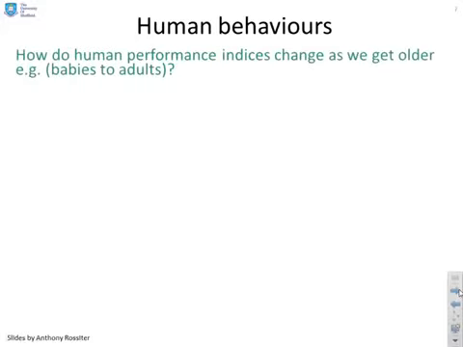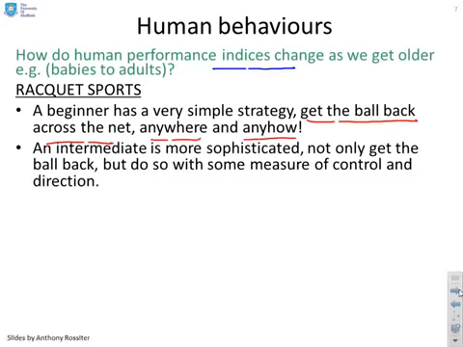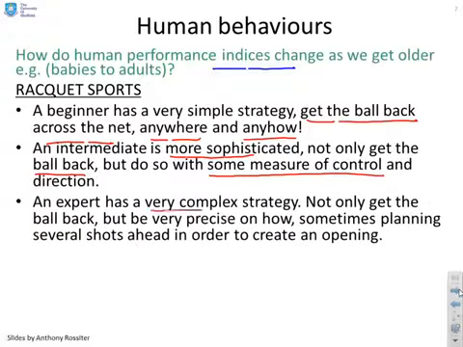So human behaviors then. How do human performance indices change as we get older? I'm going to use the example of a racket sport again to demonstrate this. A beginner, and you can imagine that as a baby or a toddler or someone quite young, has a very simple strategy. Basically, can I get the ball back across the net? I don't care where it goes as long as it goes across the net and it stays in play. So anywhere and anyhow. As you get slightly better, you're going to get a bit more sophisticated. So not only do you want to get the ball back, but you want to do so with some measure of control and direction. Now obviously an expert is far more complex than this.